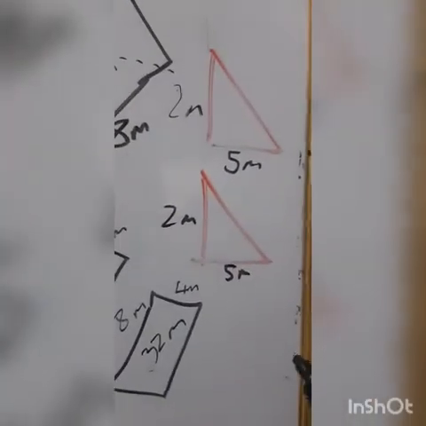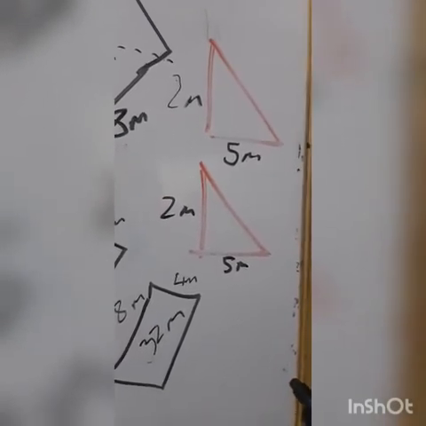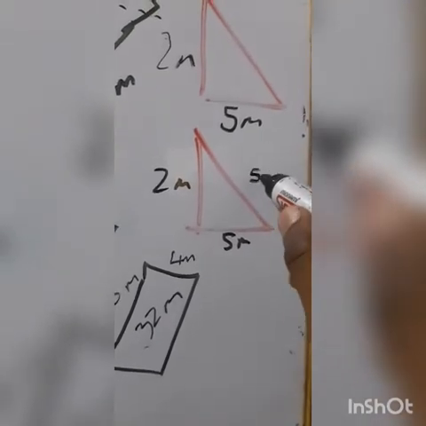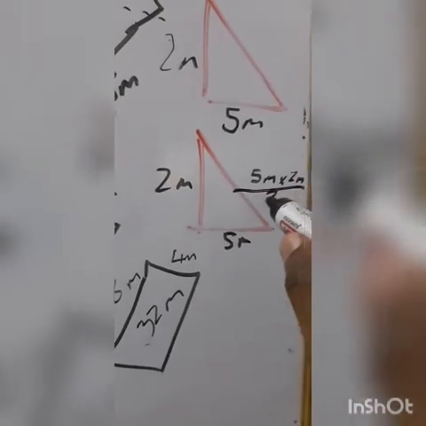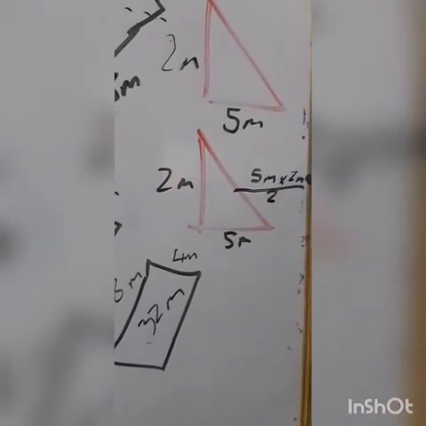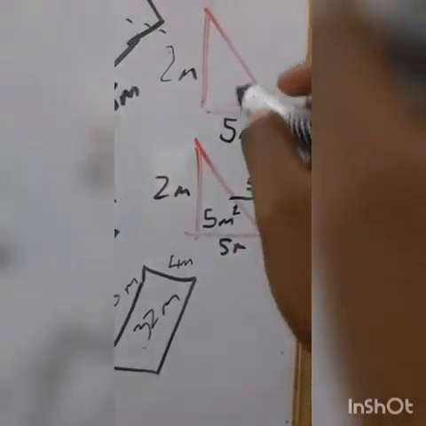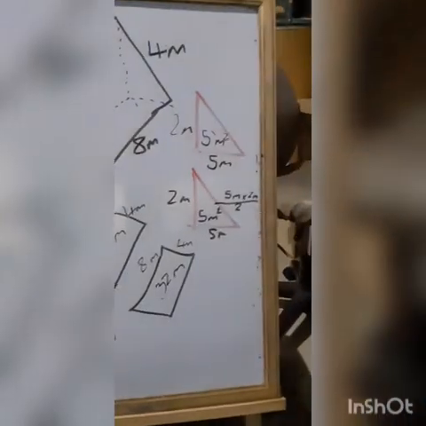How do we find the area of a triangle? Half base times height, or base multiplied by height divided by 2. So the base is 5 meters multiplied by the height, which is 2 meters, over 2. So that's actually 10 meters squared divided by 2, which would give us 5 meters squared. So we know that each of these measures 5 meters squared in area.